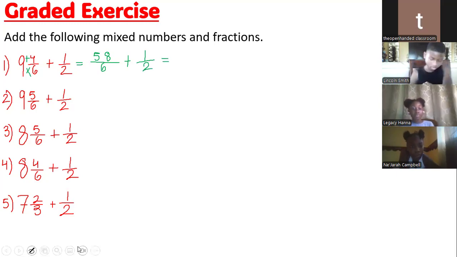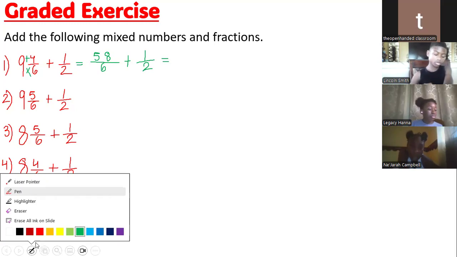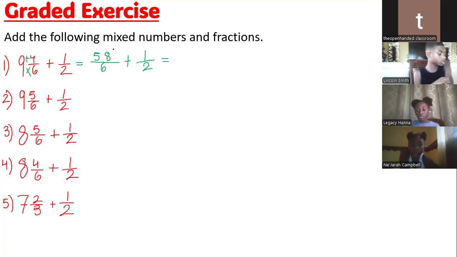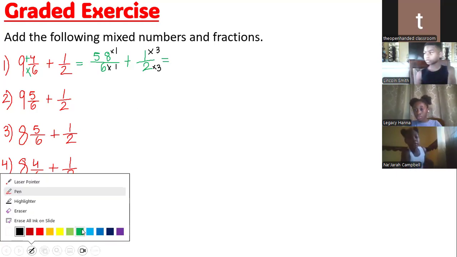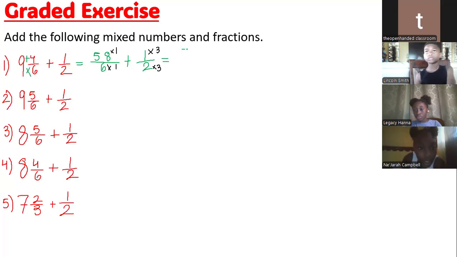We have to make the denominators the same, so we have to find the LCM. What's the LCM of 6 and 2? It's 6. Very good. So 2 times what gives 6? 3. Whatever you do at the bottom, you must do at the top. Since 58 over 6 is times 1, it's still the same thing.